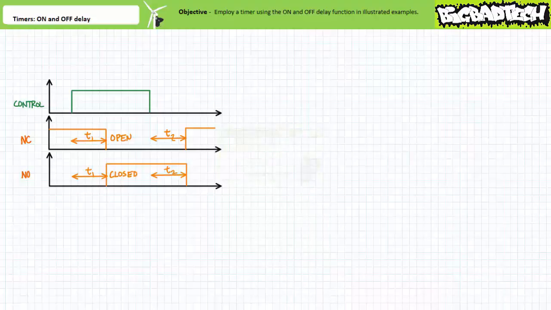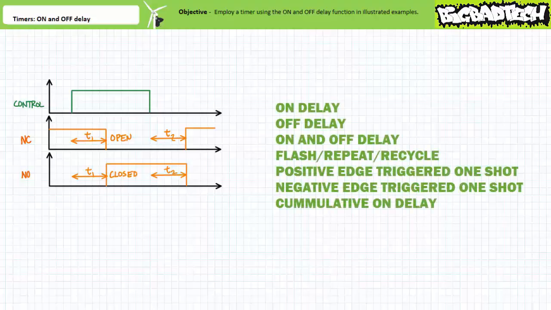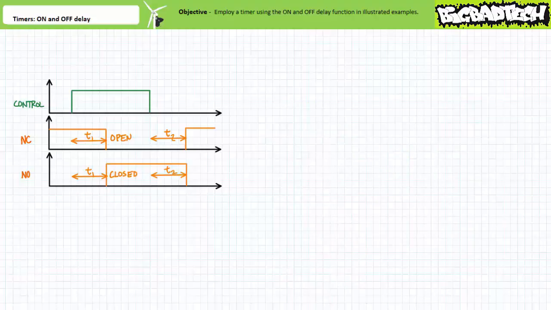to do so now. Recall that a timer is a control device that exhibits a time-based shift between the assertion of its controlling input and the activation or deactivation of its associated contacts. Timers can perform numerous functions, including, but not limited to, on delay, off delay, on and off delay, flash, repeat or recycle, positive or negative edge-triggered one-shots, cumulative on delays, and more. Today's lecture deals exclusively with the on and off delay function, which should be a breeze because it's obviously a combination of the two previously discussed functions, on delay and off delay.